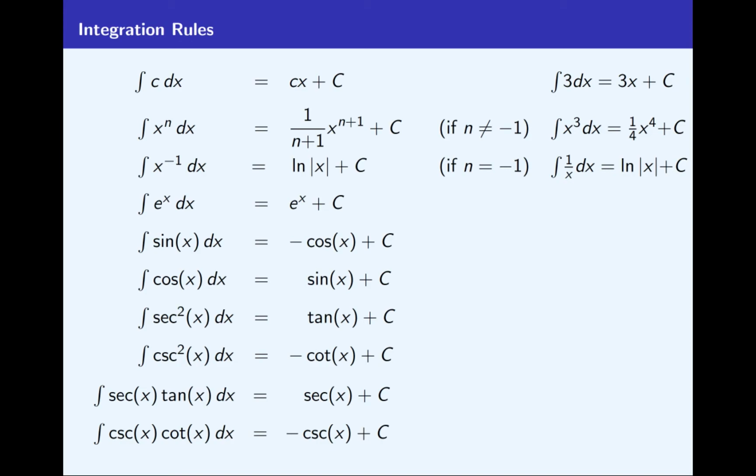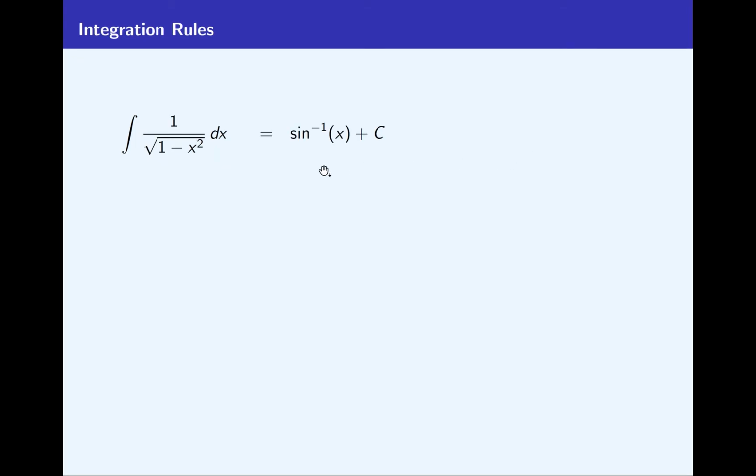So a whole list of rules on this slide. And they continue. We know the derivative of sine inverse of x is 1 over square root of 1 minus x squared. In reverse, that gives an integration rule. The integral of 1 over square root of 1 minus x squared dx equals sine inverse of x plus c.